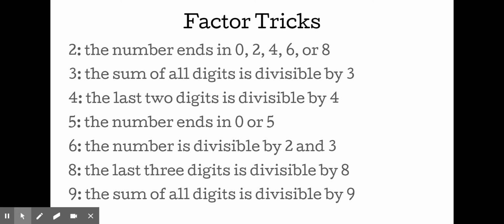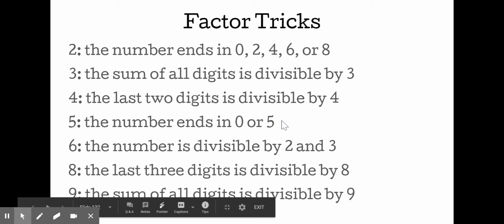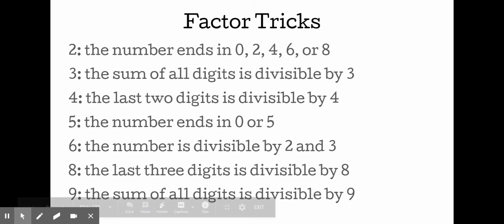These are the factor tricks. These are all the ones that I've used. So 2 is a factor if the number ends in an even number. 3 is a factor if the sum of all digits is divisible by 3. 4 is a factor if the last 2 digits are divisible by 4. 5 is a factor if the number ends in 0 or 5. 6 is a factor if the number is divisible by 2 and 3. 8 is a factor if the last 3 digits are divisible by 8. And 9 is a factor if the sum of all digits is divisible by 9.